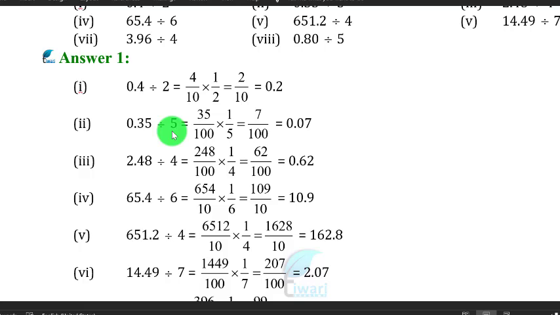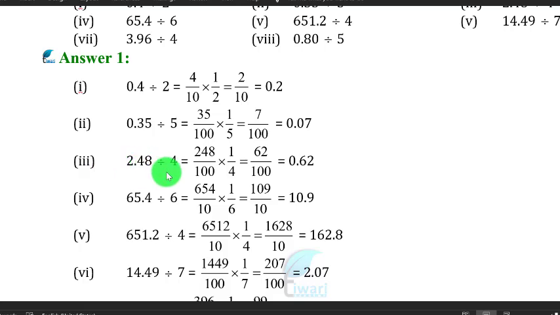0.35 divided by 5. So 0.35 means nothing but 35 by 100. Inverse of division is multiplication and the reciprocal of 5 is 1 by 5. So here we can cancel: 5 ones are 5, 5 sevens are 35. So in the numerator we got 7. So 7 into 1 is 7, and here the denominator is 1 because we took 5 ones are 5. So 100 into 1 is 100. So 7 by 100 means nothing but 0.07. Next we move to question number 3 here.